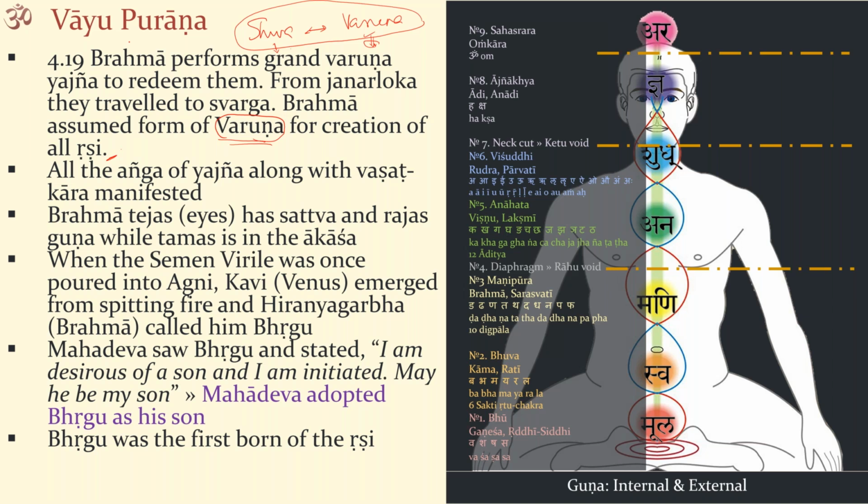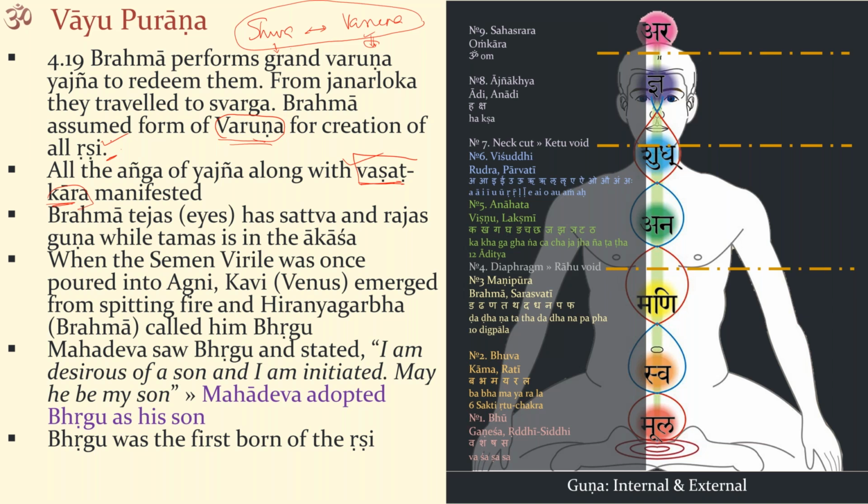He is the soul. All the anga of yajna, all the anga meaning body parts of yajna, along with vashatkara. So which was the first mantra? The first mantra was the vashatkara. Vashat is associated with the rishis. To awaken a rishi, we have to use vashat.